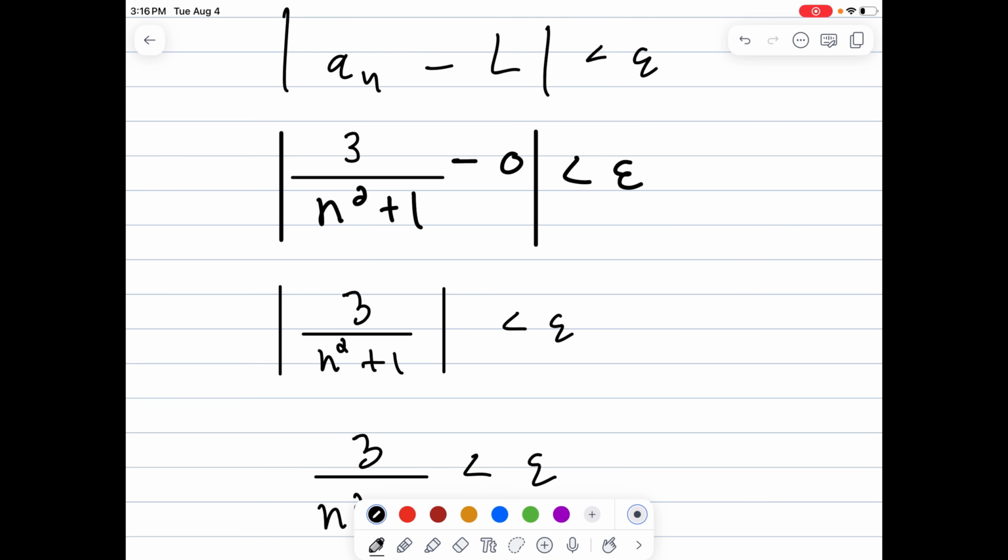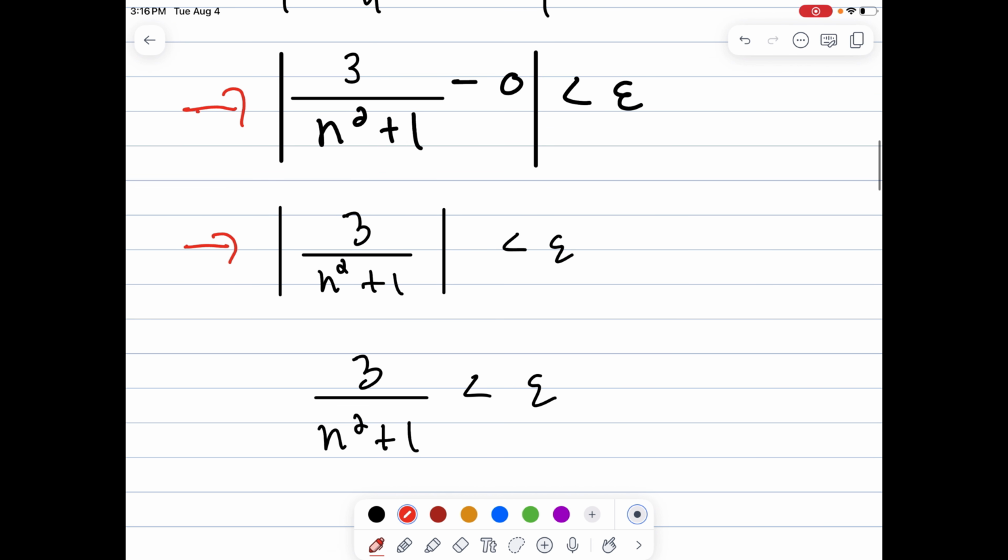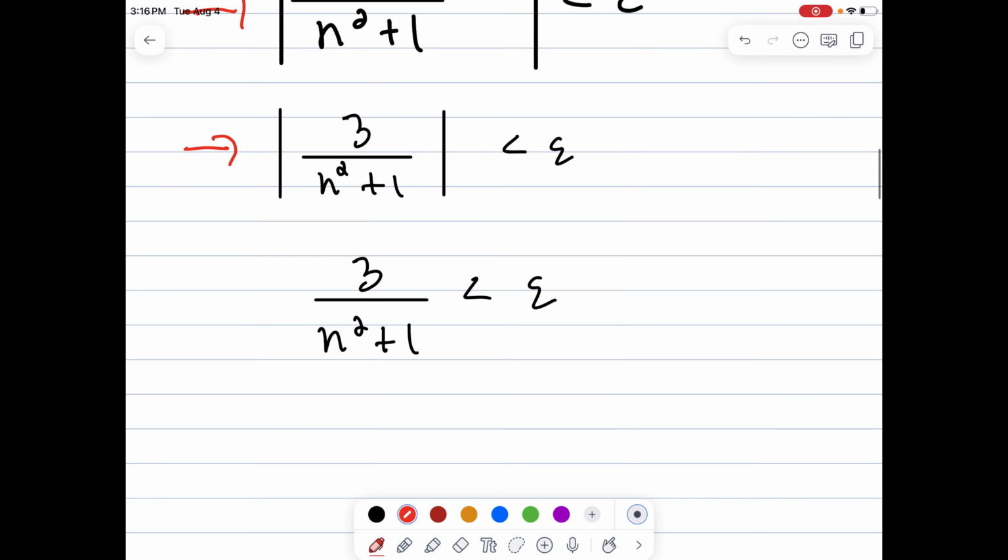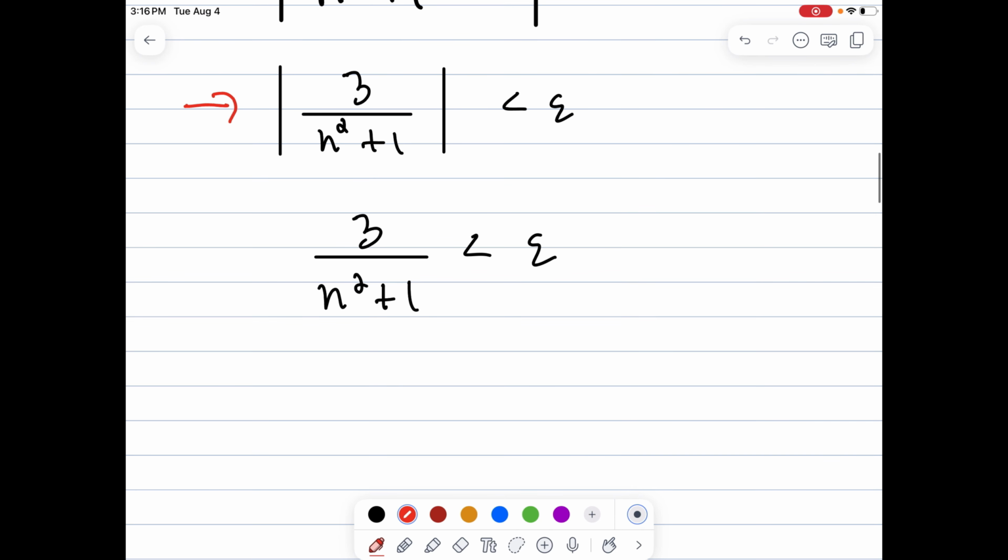So here's what I'm going to do. I'm going to go to the second step here, put my a sub n minus L. Well, if you subtract 0 from anything, it's just whatever you have. The absolute value of 3 over n squared plus 1, that's always a positive expression, so I don't need the absolute value. So let's take that statement, 3 over n squared plus 1 is less than epsilon.